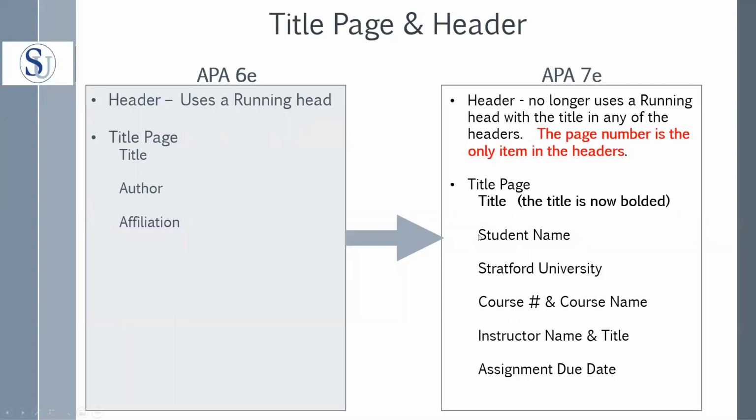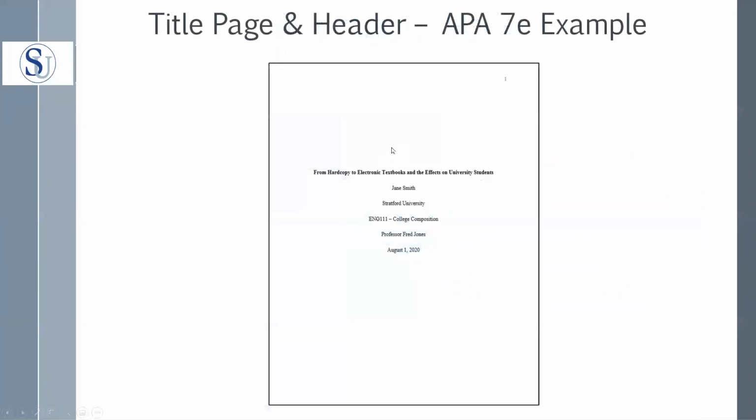The other changes to the title page is that now when you type your title as a student, that title is now bolded. And of course, you're going to put your name, you're going to put Stratford University, but you are also now going to put the course number and course name, the instructor name and the instructor's title, and the assignment due date. So those last 3 fields there are the additions to the title page that you'll be using. So this is what an APA style title page will look like.